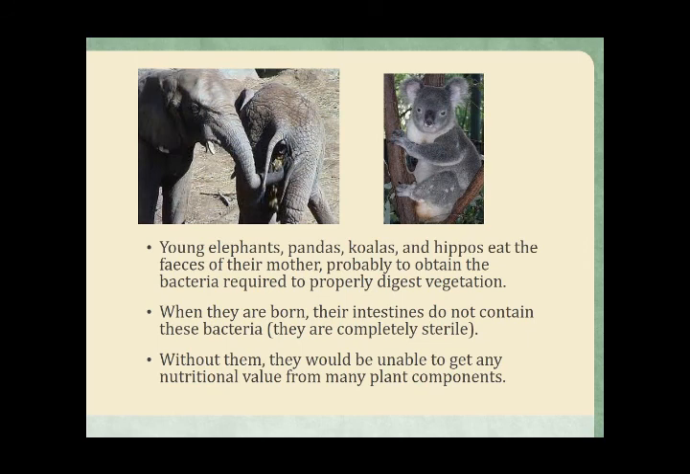Young elephants, pandas, koalas, and hippos have to eat the feces of the mother to get the bacteria required to properly digest vegetation. Why must this happen? Because if they do not, they will not have the essential bacteria to aid their digestion. They will be unable to digest any greens, leaves, shoots, eucalyptus, or fruits. All those cannot be digested if they do not eat their mother's feces.